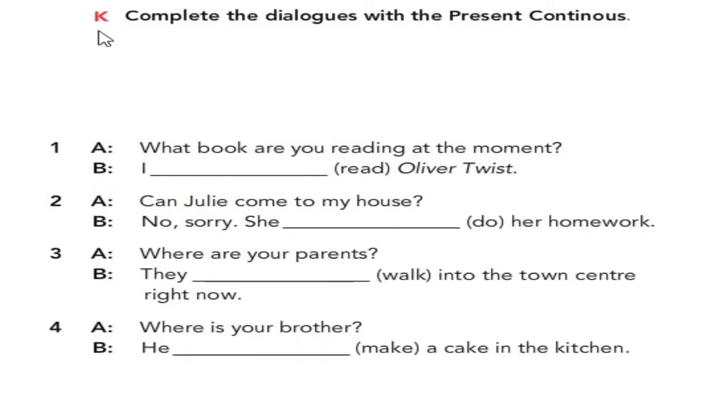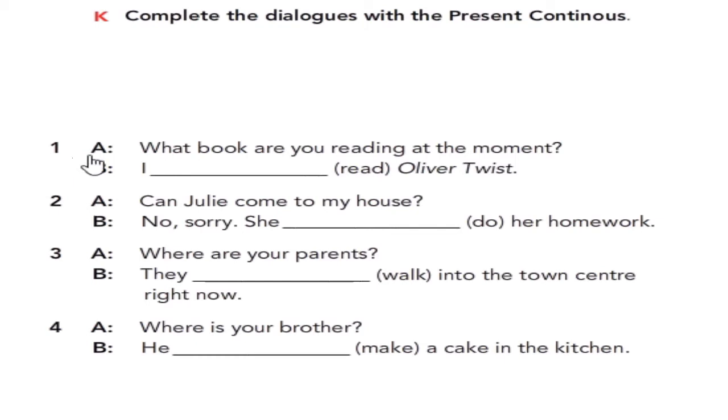The next exercise, exercise K, complete the dialogues with the present continuous. So you will complete this dialogue and make sure to use the present continuous form for the verb that is given between brackets. Okay, you have 1 minute to finish the exercise. Stop the video and come back when you finish. Now, are you ready to check your answers?